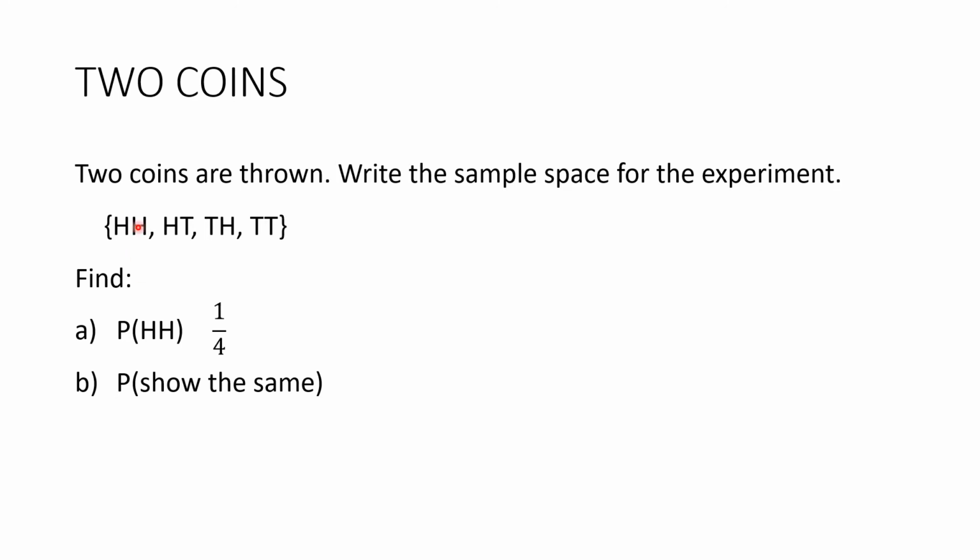It could be 2 heads or 2 tails. 2 out of 4, or we could write that as a half. And find the probability that at least one head is thrown. So it could be this one, or this one, or this one. So 3 out of 4.